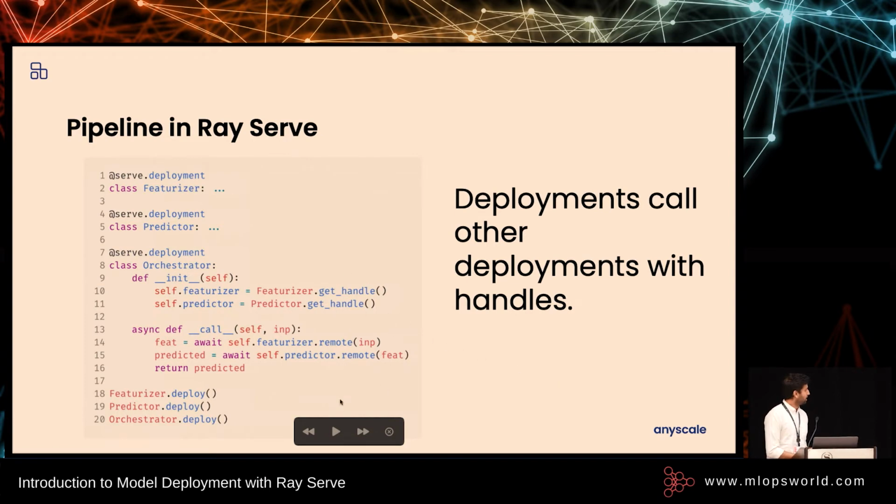With Ray Serve, and again, you don't have to read all this code. We'll see it in the notebook. But the main point here is we have three deployments: the featurizer, which we've omitted the code for, the predictor, and then some other deployment called orchestrator. And we're just calling the other deployments from our deployment using pure Python. So we get the handles to these other deployments in the constructor. And here you can see we feed in the input, get a feature, feed the feature into some other deployment, get the prediction, and then finally return the prediction.